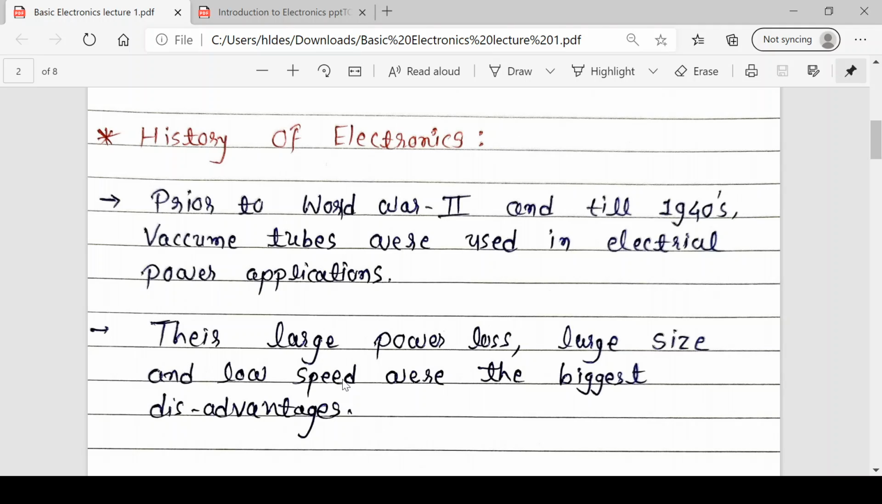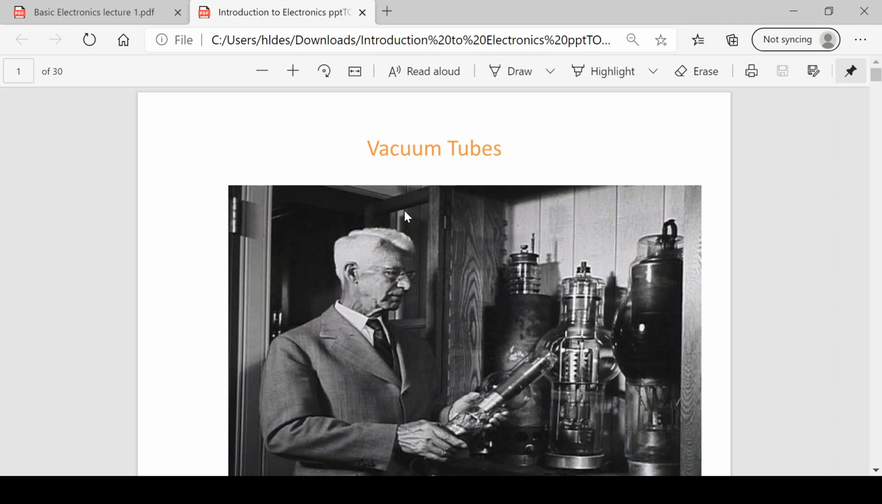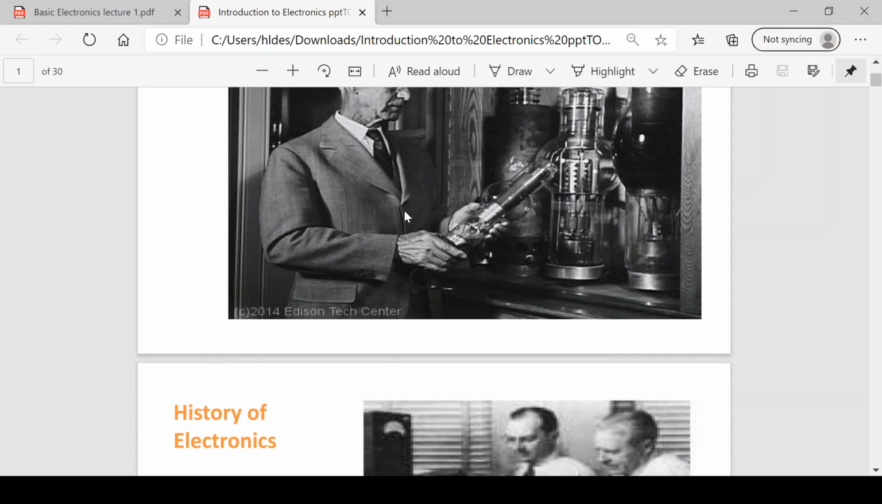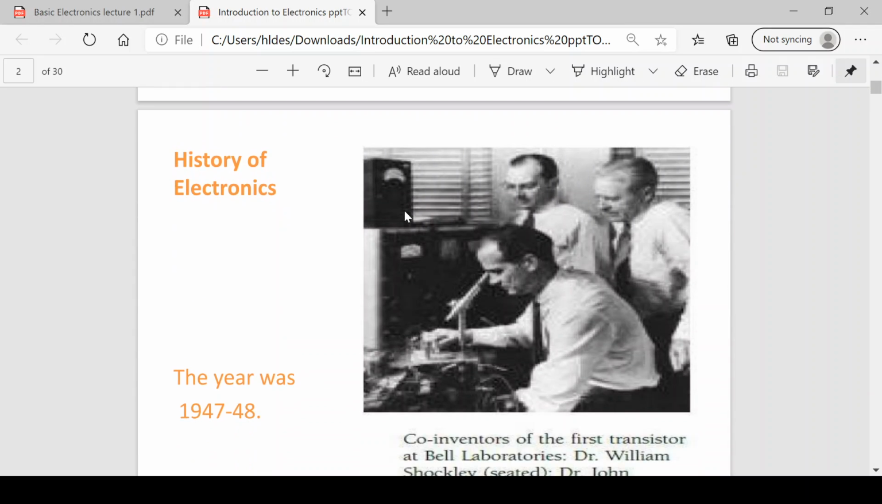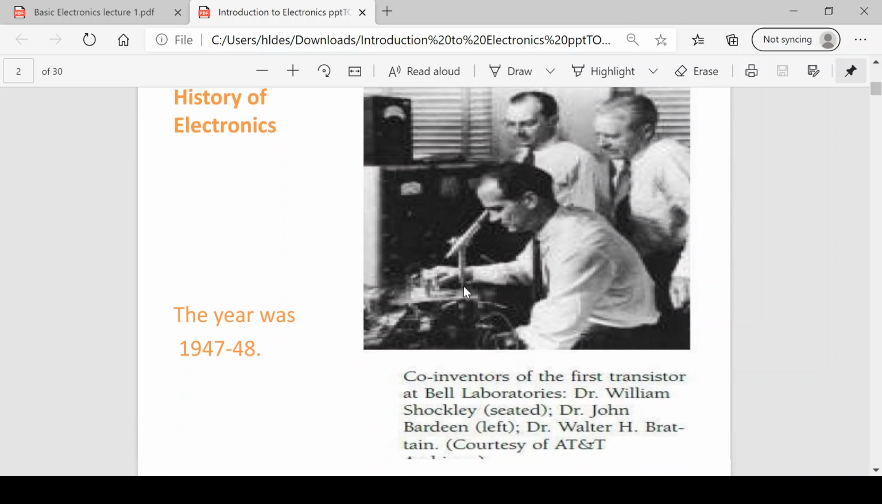So people were in search of a device which can switch quickly and whose size may be small. Then Bell Laboratory in USA came with an invention. There were three scientists, namely Dr. William Shockley, Dr. John Bardeen and Dr. Walter H. Brattain. You can see them on the screen. At the end of 1947 and in the beginning of 48, they invented a device called a transistor, which was a semiconducting device.